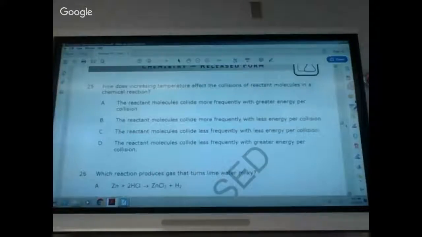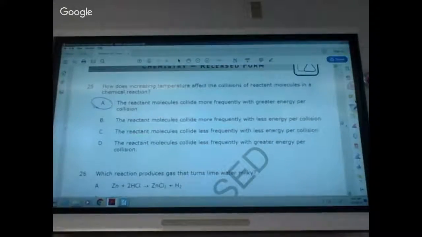All right, so how does increasing the temperature affect collisions? It makes them go faster. It does make them go faster, so which answer is correct? That's A. All right, so we got A. Do we agree with A? Yeah. I do too. All right, number 26.